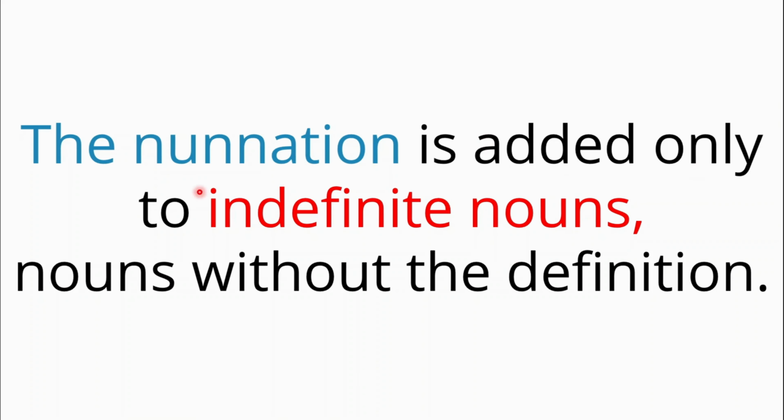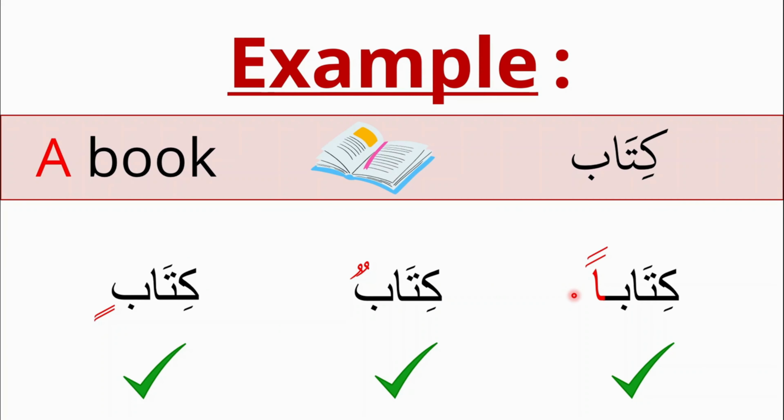The nunation is added only to indefinite nouns, nouns without the definition. So this is opposite of the previous rule. I mean by that, any noun that doesn't have the particle, you have to add one of the three nunation to it. For example, you can put the accusative nunation, the nominative one, or the governed noun. It's depending on the place of this word in the syntax analysis for the word.